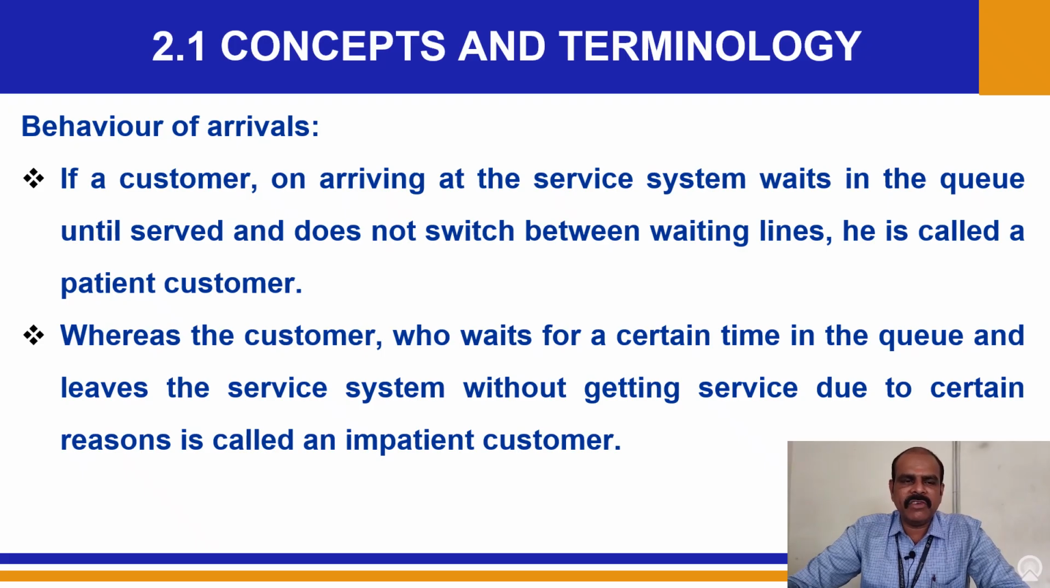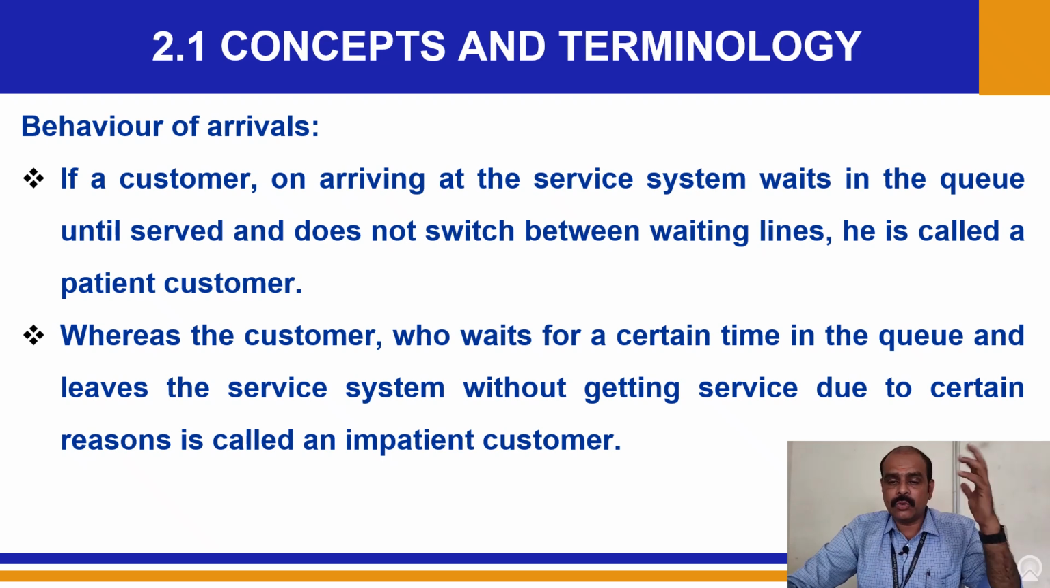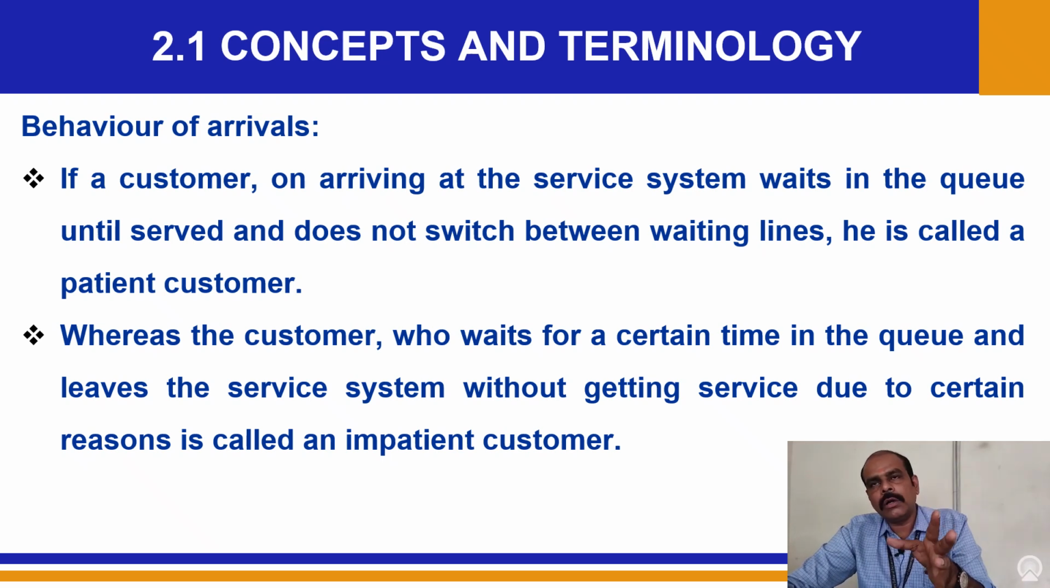Next, behavior of arrivals. Under what cases or how do they behave here? Let us take a very simple case. We would all have stood in a queue for a long while. What do we usually do? The first thing is you just calculate virtually. Now there is only one counter, and some 100 people are standing in the queue.